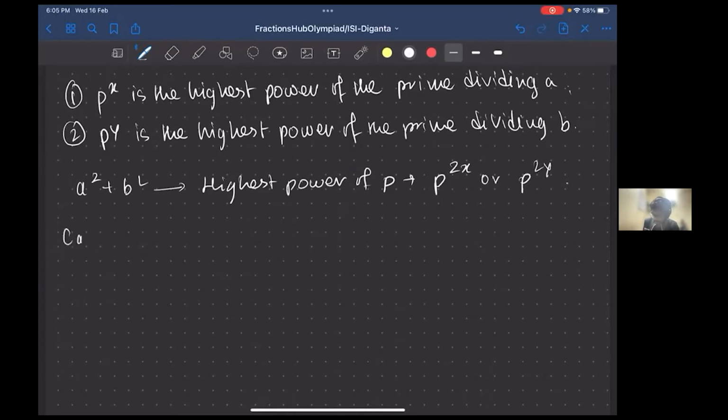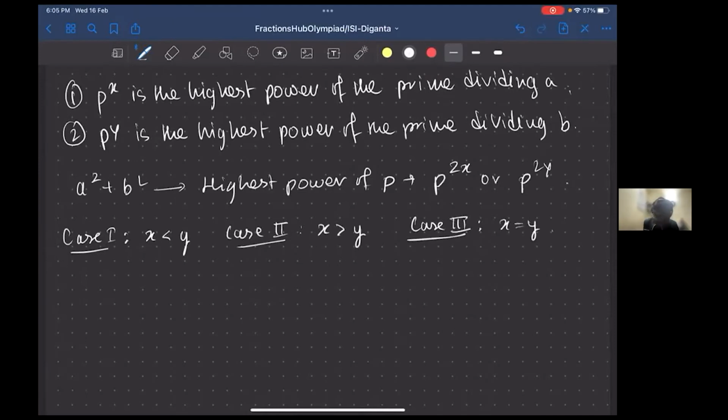So case 1, x is less than y. Case 2, x is greater than y. Case 3, x is equal to y, right? Now, these two cases are symmetric. So let us do one case, right? And this is pretty easy, right? If x is y, you will see.